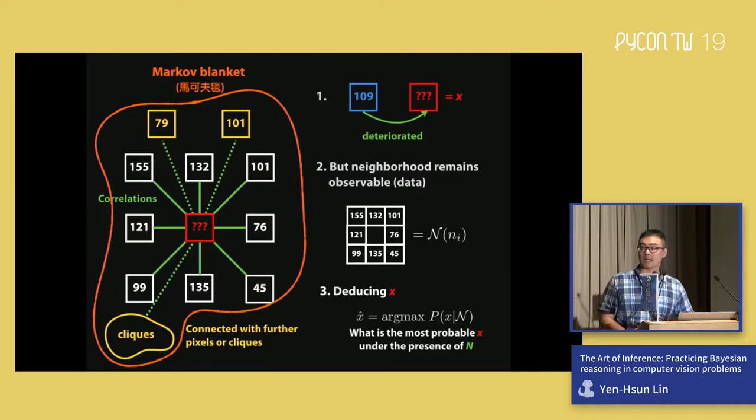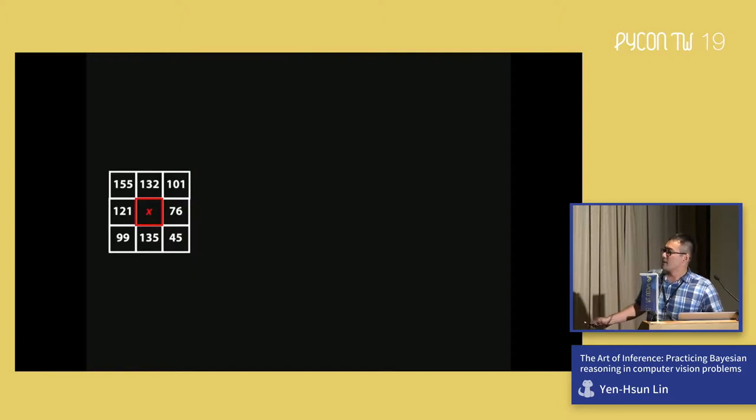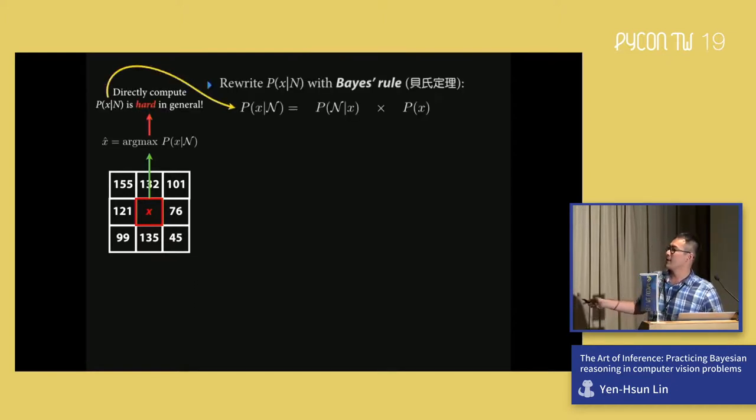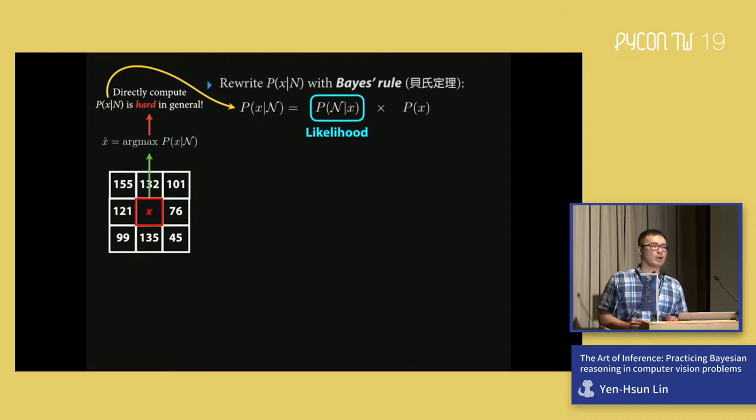But this is just in the conceptual sense. The loss of information of X can be fully reconstructed according to its neighborhood by some mathematical model. But computing such a mathematical model is perhaps really hard, because in computer vision such a model is in general ill-posed. So we have to rewrite it through the Bayesian rule. Now the original model is decomposed into two parts. One is called the likelihood, our straightforward model that describes the correlation between the lost X and its neighborhood.